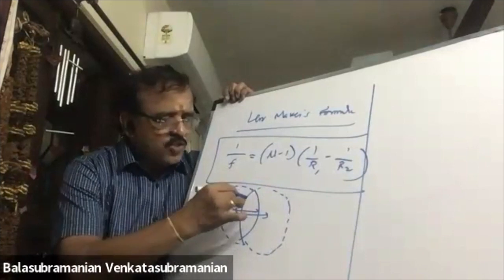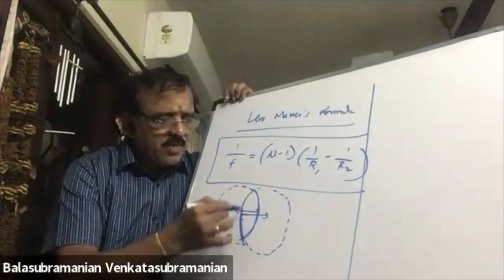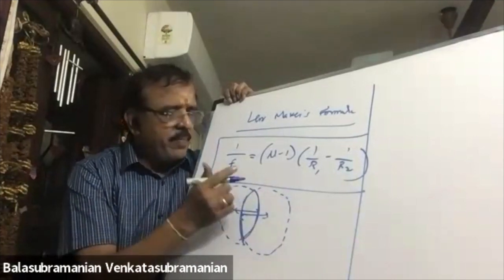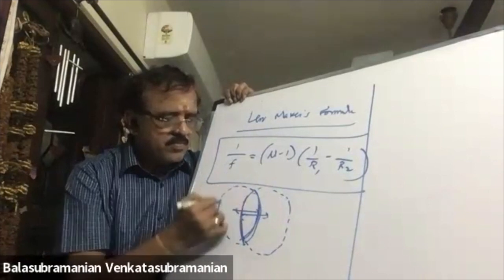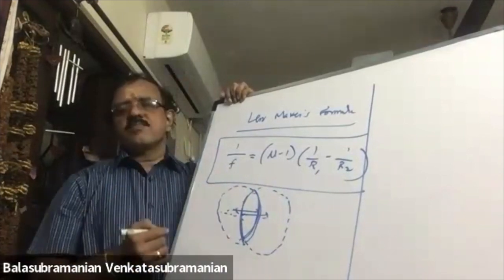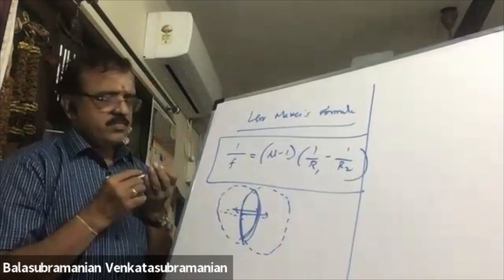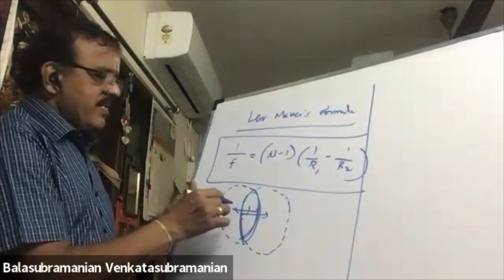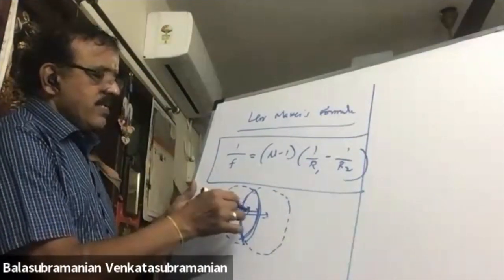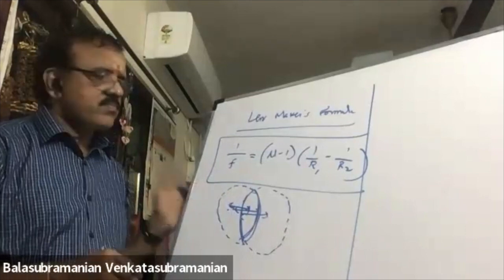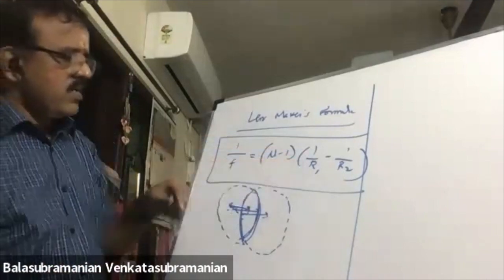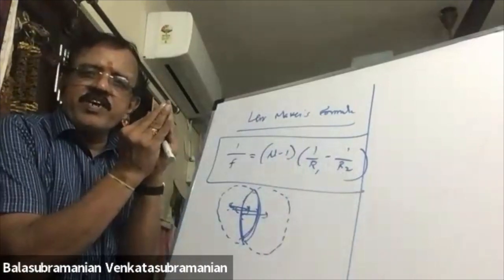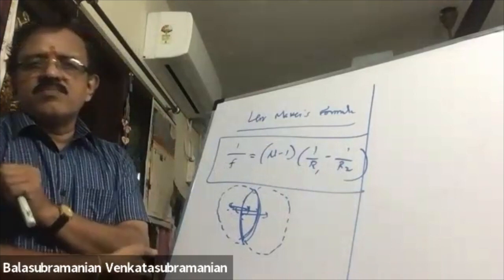This one is only a part of a sphere. When you extend that, this is called the radius of curvature. This is also part of a sphere. Now, this distance from this center to this center is the radius of curvature, R1. That side, R2. Two spherical surfaces combined to form a lens. Simple.